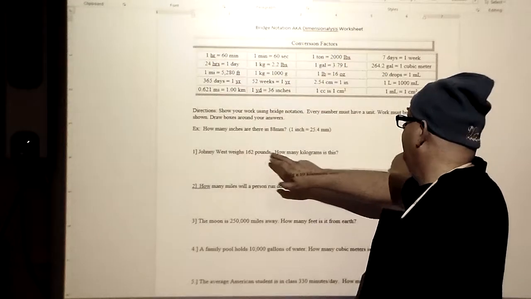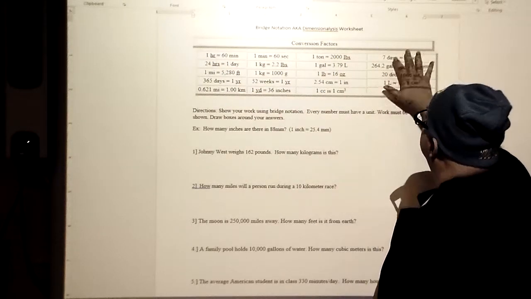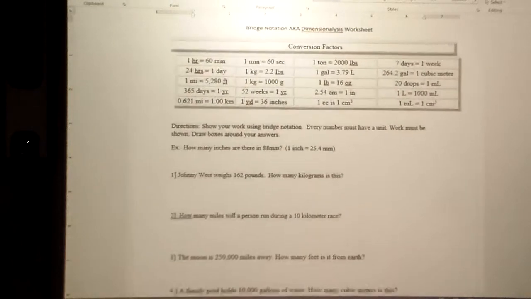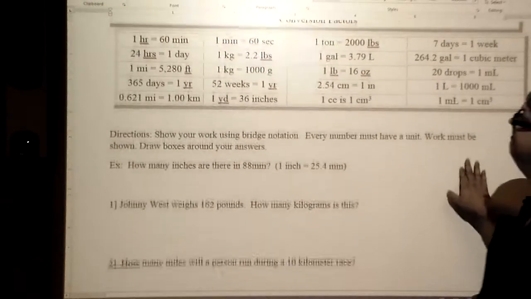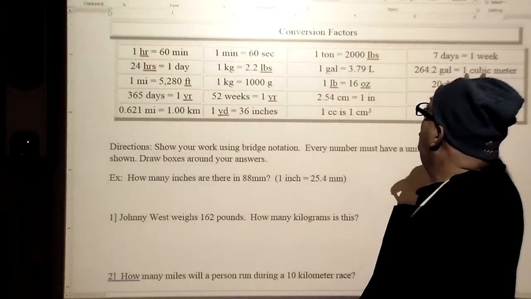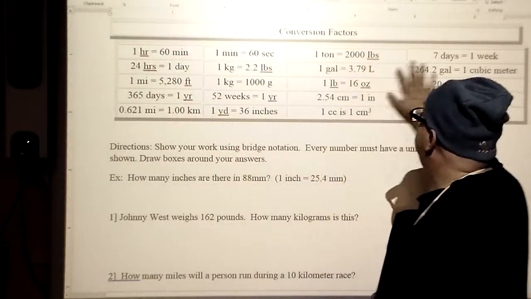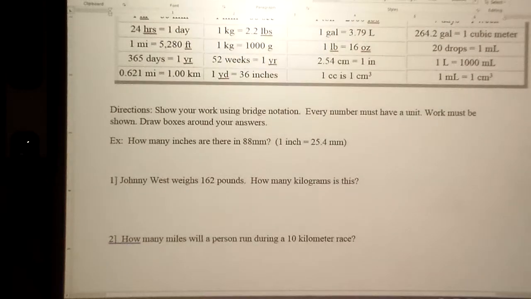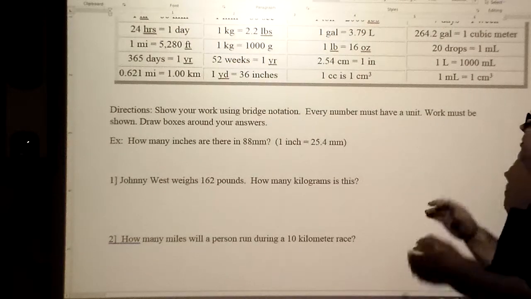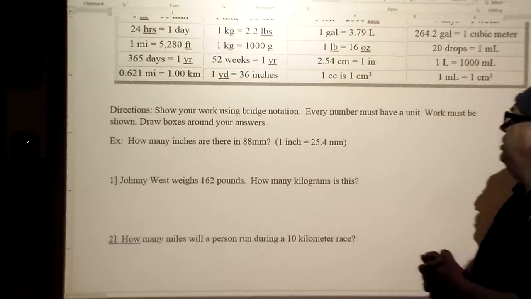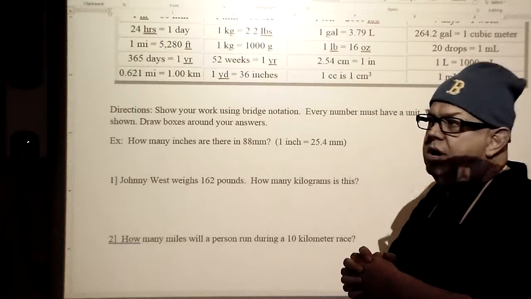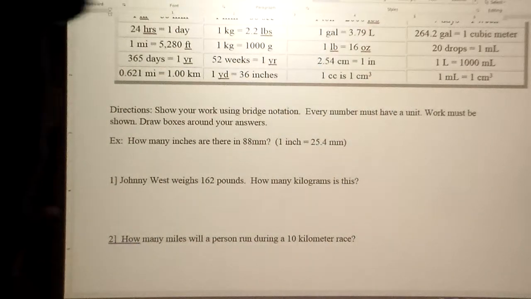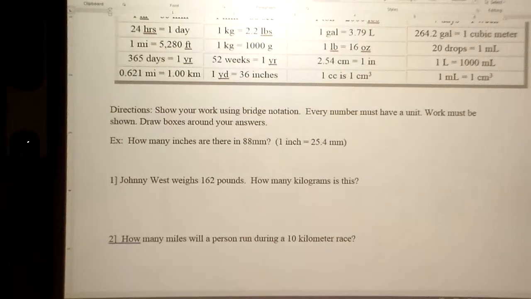Let's look at this one here. This is a bridge notation, aka dimensional analysis worksheet, that you're going to be working on with your partner. These are all the conversion factors you're going to need. You're going to show your work doing bridge notation. Every number must have a unit. Work must be shown, and draw boxes around your answers. That would be important. Let me check on my timing.